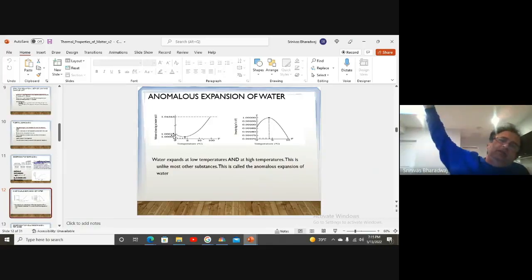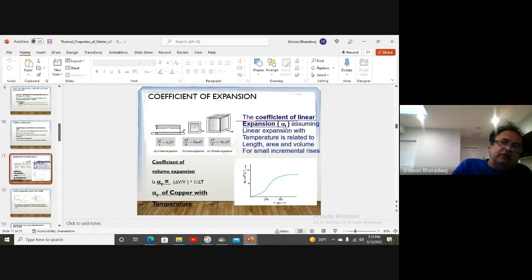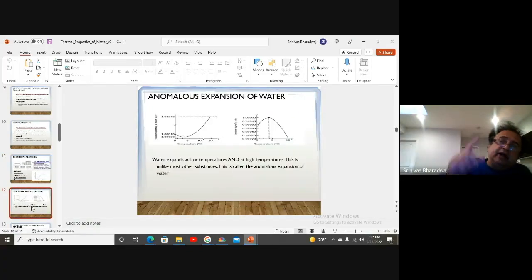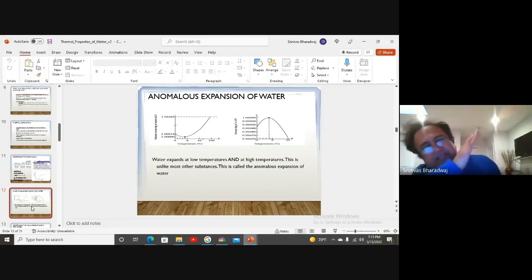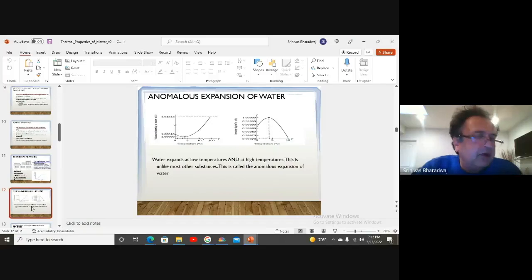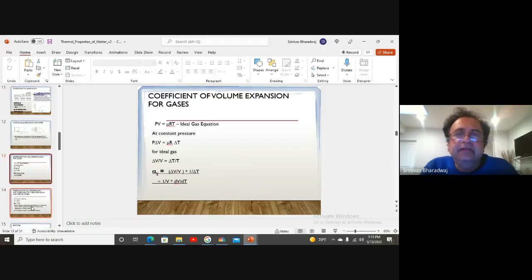Normally, if you keep decreasing temperature, it should keep becoming smaller and smaller, according to the coefficient of linear expansion. But water between 0 and 4 degrees expands. That's why ice floats on water. When you drink your Fanta or your Coca-Cola, remember, the ice floats at the top. Okay, so that's my general point to you.